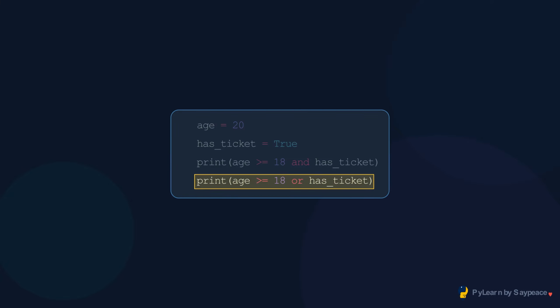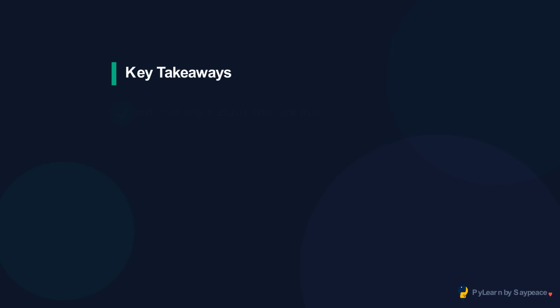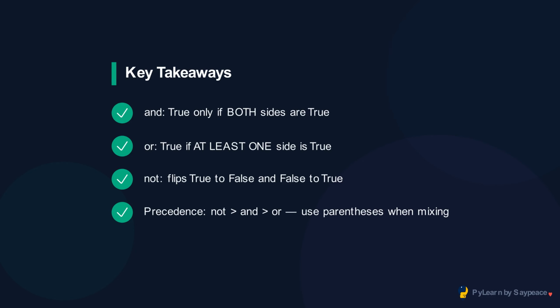Or requires at least one condition to be true. Even if one were false, the result would still be true. Not flips the Boolean. has_ticket is true, so not has_ticket is false. Logical operators turn simple comparisons into powerful conditions. They are the connective tissue of every decision tree you will ever write.